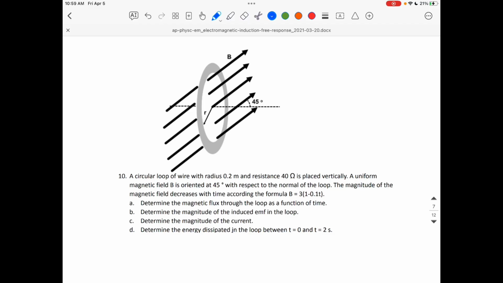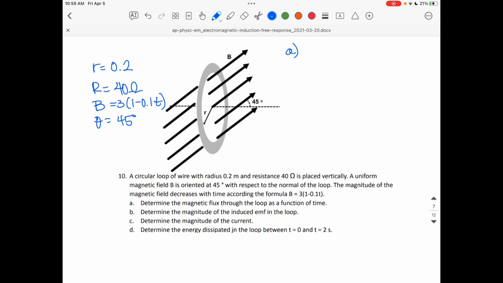Circular loop of wire with radius 0.2 and resistance 40 is placed vertically. So let's write down our constants. Magnetic field is B, and our theta is 45 degrees. And then we've got a decreasing magnetic field of 3 times (1 minus 0.1 t). Determine the magnetic flux through the loop as a function of time.